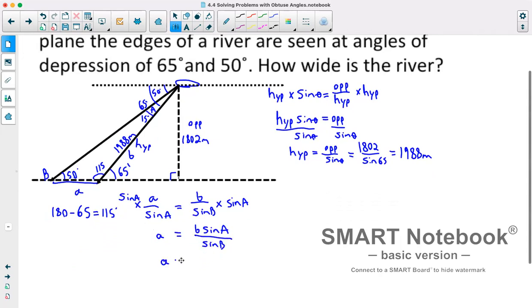So we'll substitute our values in. So we've got A equals side length B, which is 1,988, sine of 15, divided by sine of B, which is 50. And that will give us 672 meters. So the river is 672 meters wide.